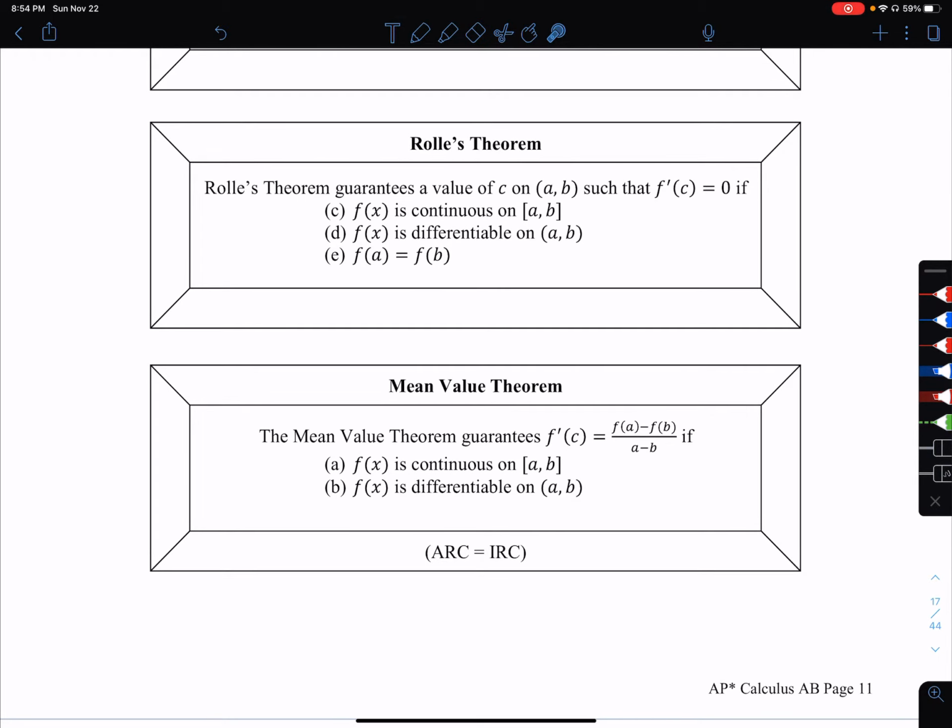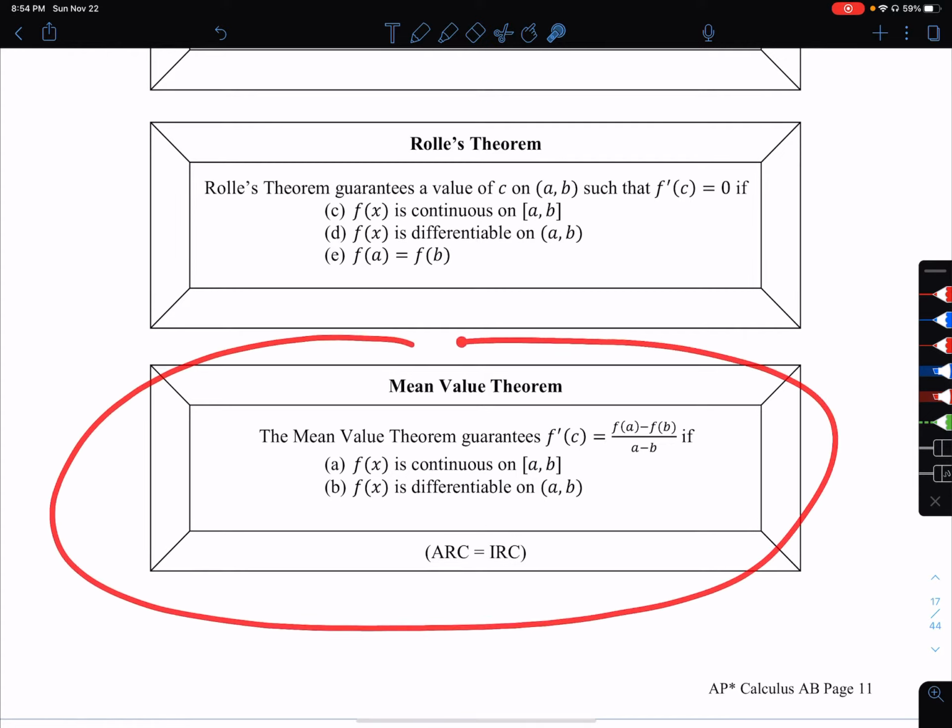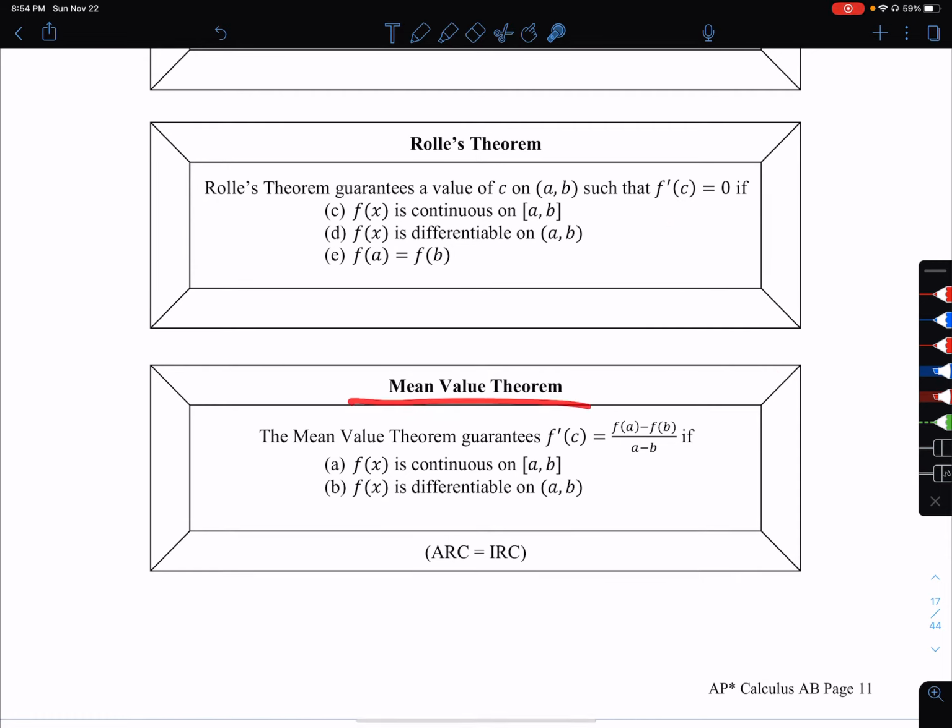Mean value theorem and Rolle's theorem. This is actually the main theorem here, the mean value theorem. Rolle's theorem is a specific example of it. The mean value theorem says, as long as your function is continuous on the closed interval and differentiable on the open interval, there has to be at least one time where the instantaneous rate of change is equal to the average rate of change. Slope of the tangent line is equal to the slope of the secant line.